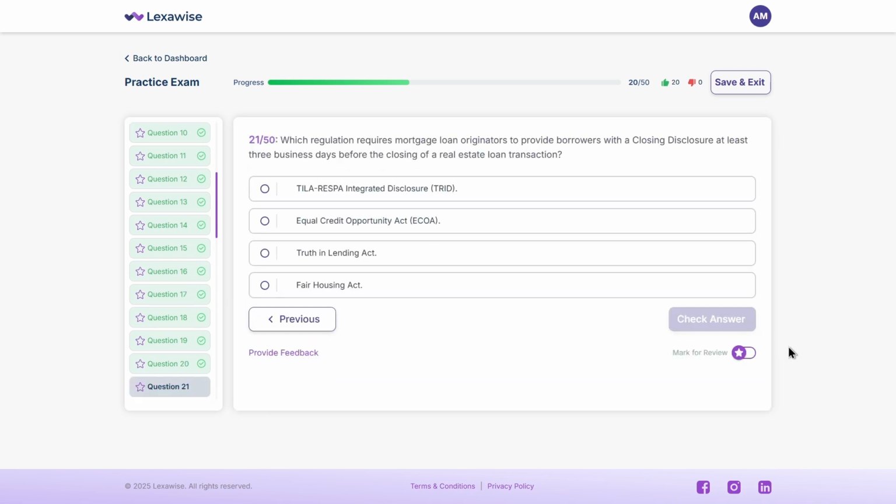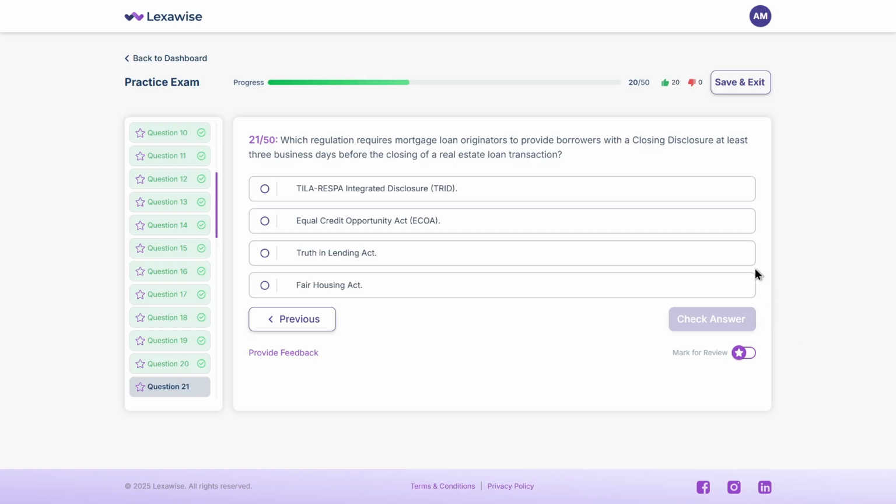Next up, which regulation requires mortgage loan originators to provide borrowers with a closing disclosure at least 3 business days before the closing of a real estate loan transaction? A. TILA RESPA Integrated Disclosure, TRID. B. Equal Credit Opportunity Act, ECOA. C. Truth in Lending Act. D. Fair Housing Act. Take a second to decide.